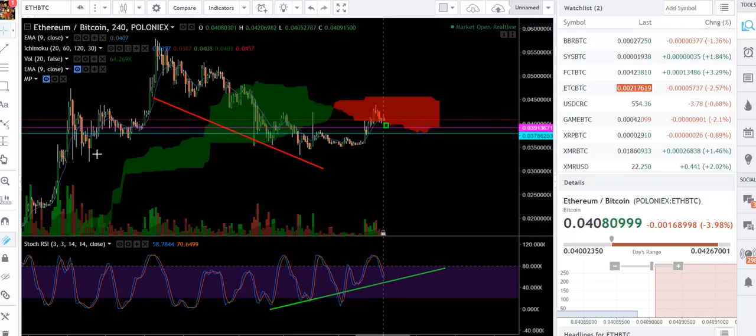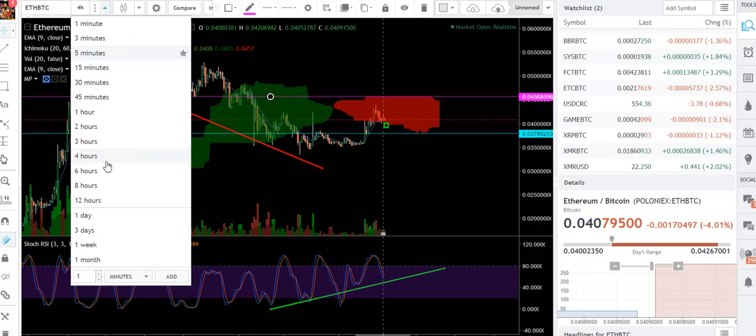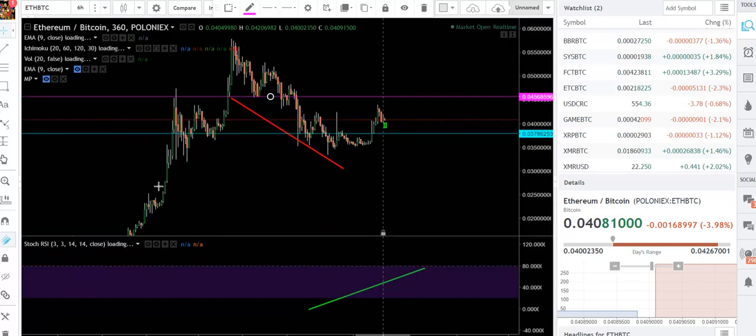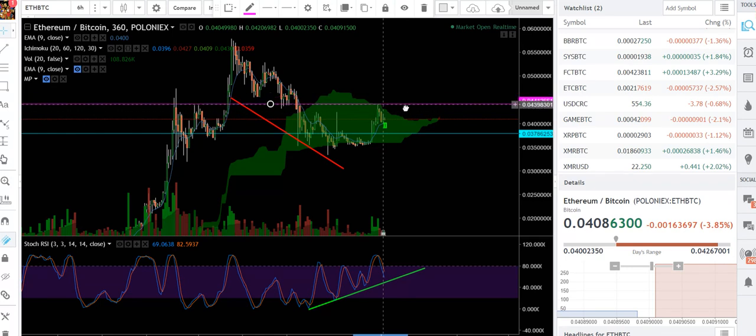The 4 hour still also not above the clouds yet. Okay, so I'm going to steal this line here and just put it right here and say, okay, that's the price point above our 4 hour cloud. How does that relate to our 6 hour cloud? Basically just about there as well. Okay, this thing needs to get above anywhere in this area.